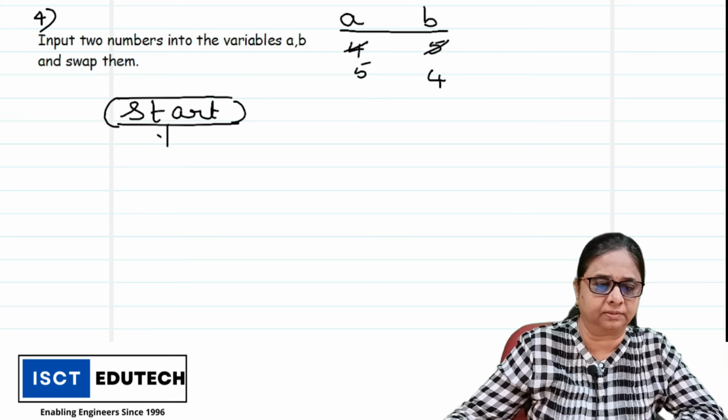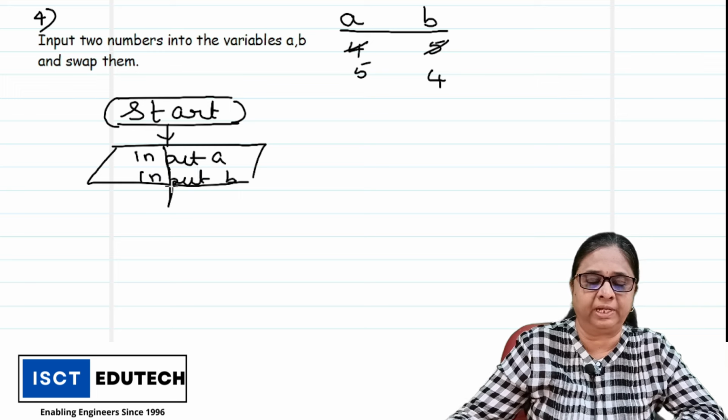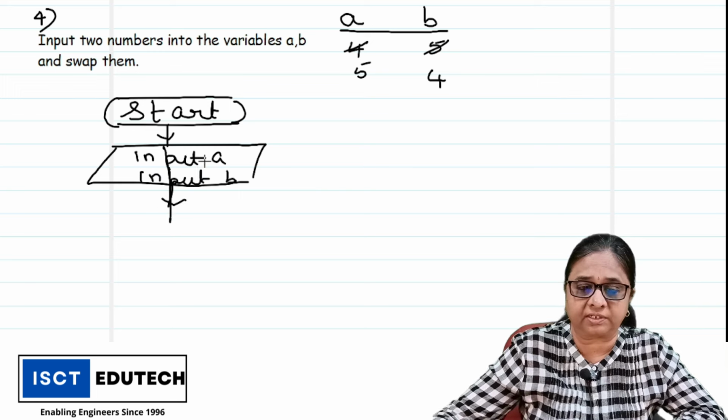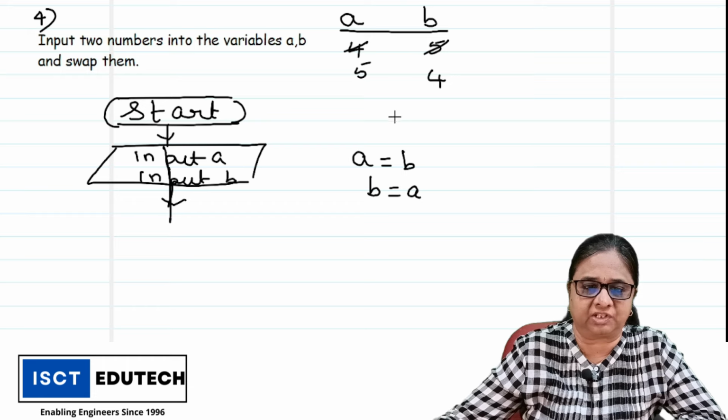Input two numbers. Input A, input B. Now, how do I send A to B, B to A? Remember, I cannot just say A is equal to B and B is equal to A. This will not work. What happens over here is, let's test it.